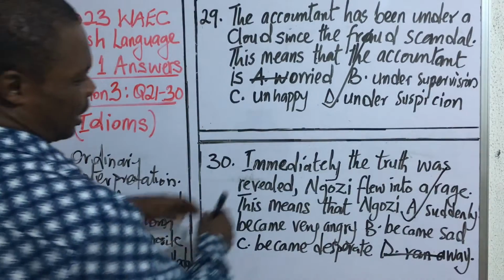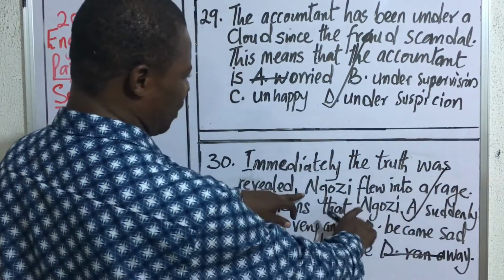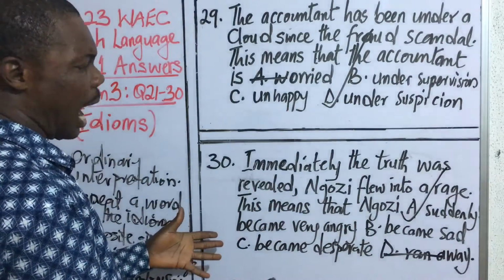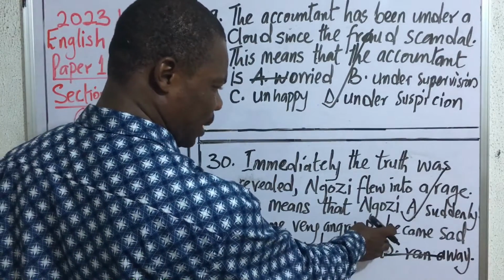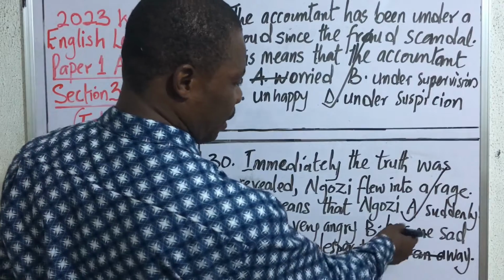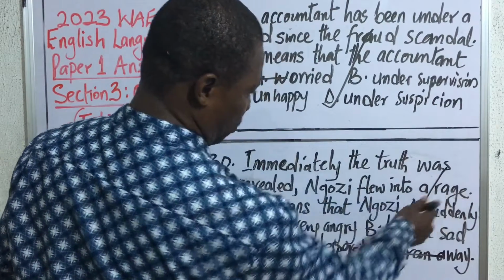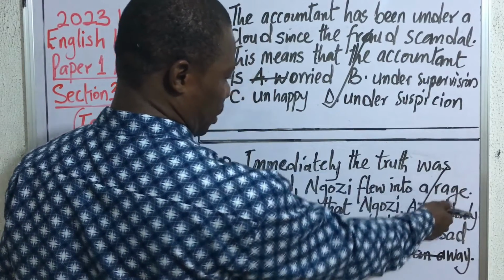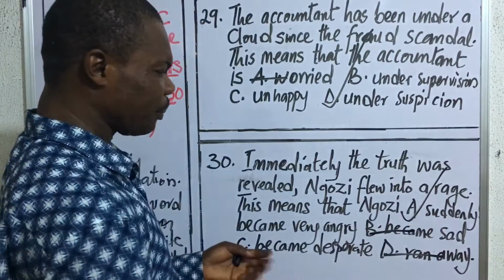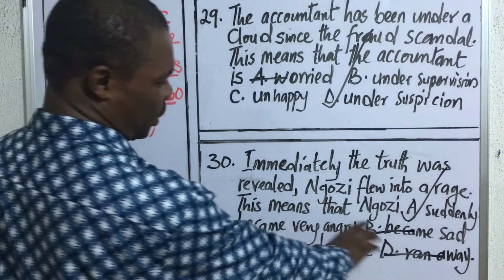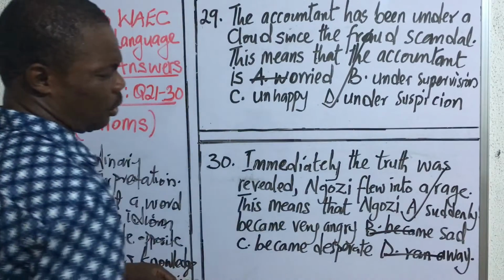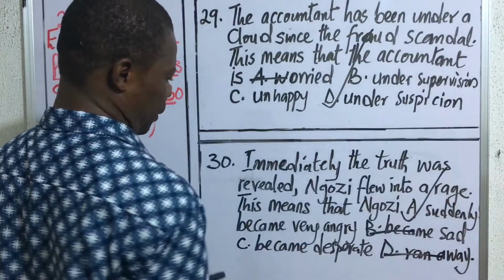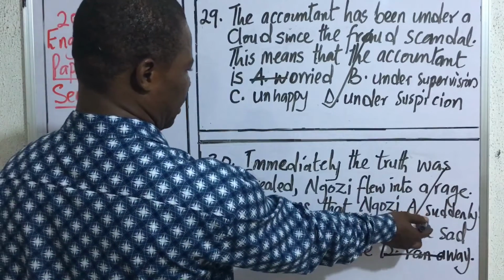Because with the context of the question, immediately the truth was revealed, Ngozi flew into a rage. So there was something drastic about Ngozi's action. Became sad. This can be tempting, all right? So you might be tempted to think of the fact that the word rage means to get angry. So if you say became sad, it's very close to interpreting the word rage. But the intensity of the expression is not conveyed by option B. So you say suddenly became very angry, like flew into a rage. So the correct answer is A.